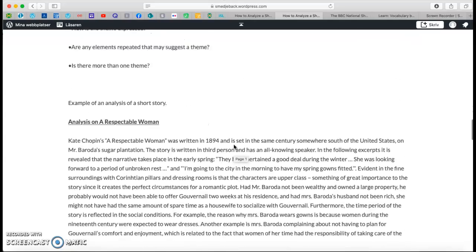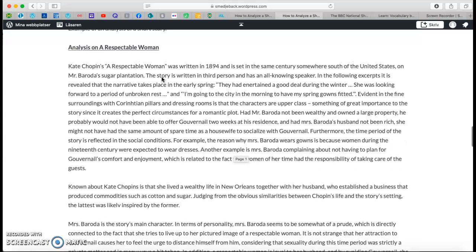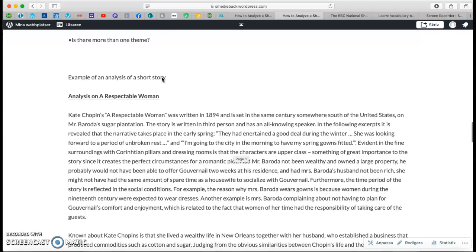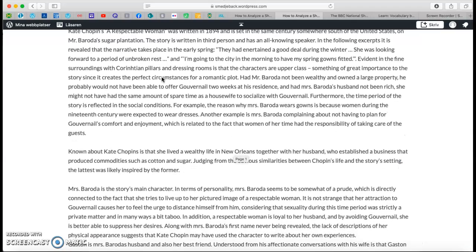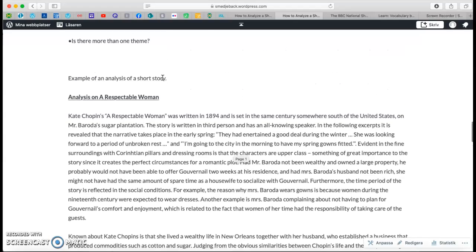And there is an example here, and you should know that this is a student who knows and has read something about the author and the short story. And of course, that's not always the case, and especially when you do the test. But it's an example of how it could be written.